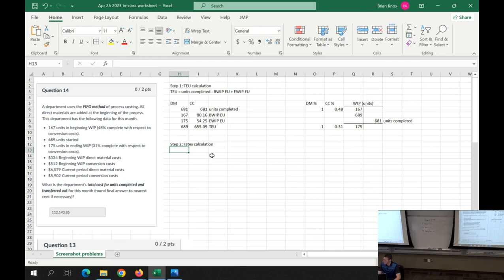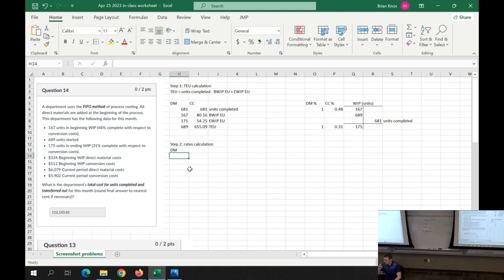Step two, rates calculation. Now in FIFO, do we remember what's in the numerator? What costs are in the numerator? Do we include current period costs, beginning WIP costs? Yes, both, one, the other. For direct materials, for example, let's keep this column going. What would be the direct materials cost in the numerator for our rate under FIFO? Yes, exactly. Just the current period cost.